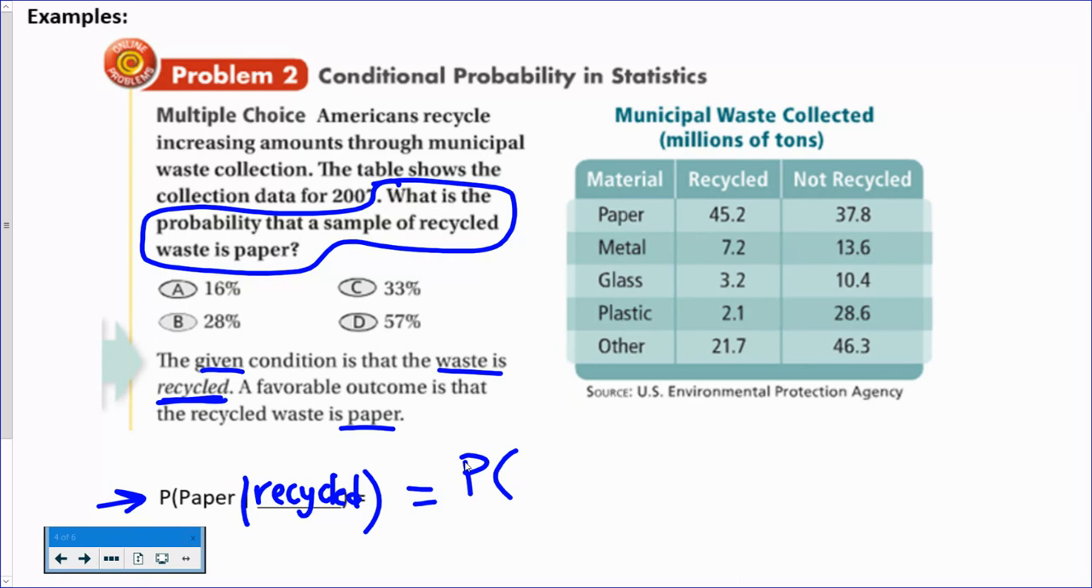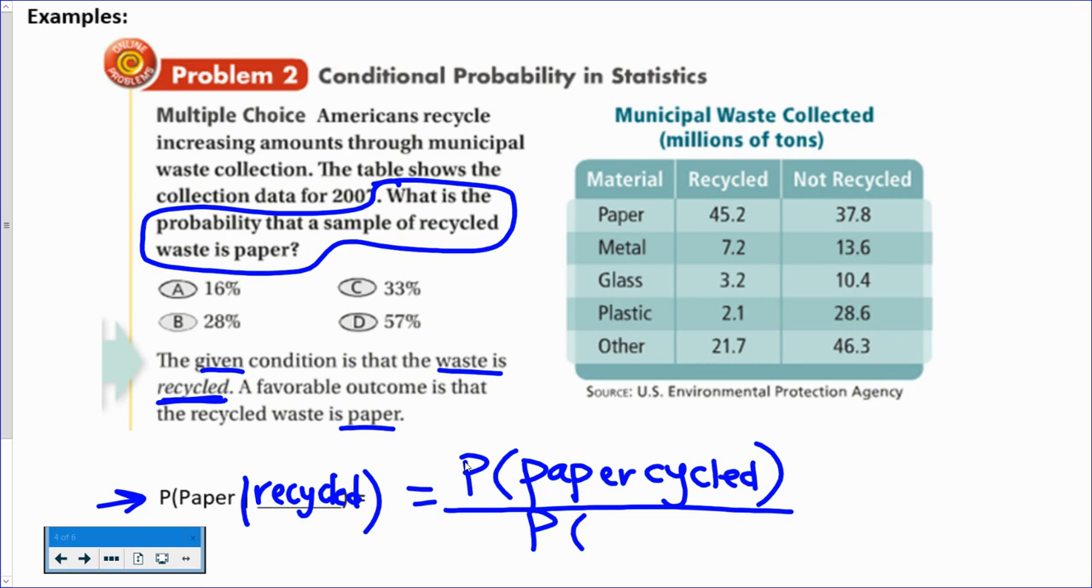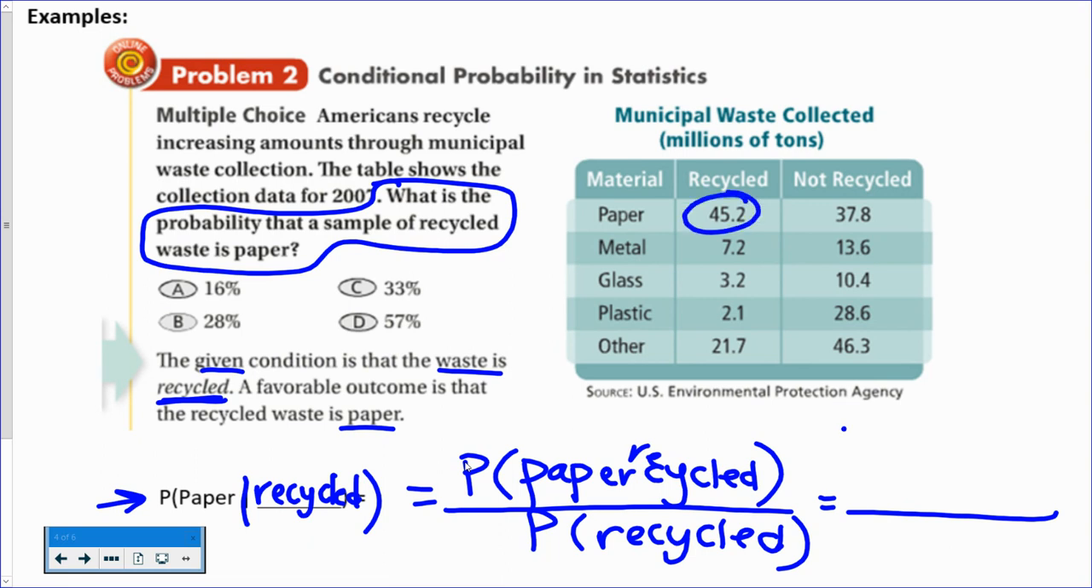So I'm going to find the probability that the paper is recycled, and that'll be over the probability that it is just recycled. Okay, it does not have to be paper. So we'll have a probability on top here. The probability that the paper is recycled, there are 45.2, and this is in millions of tons, but we can just leave it as 45.2.